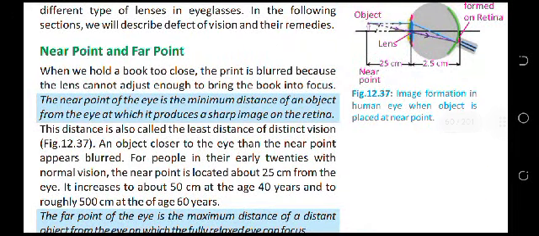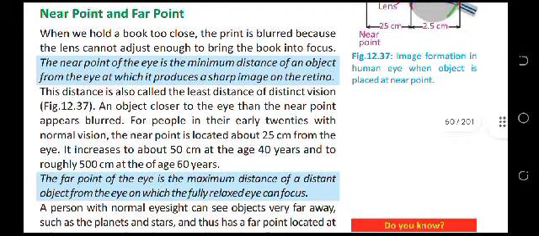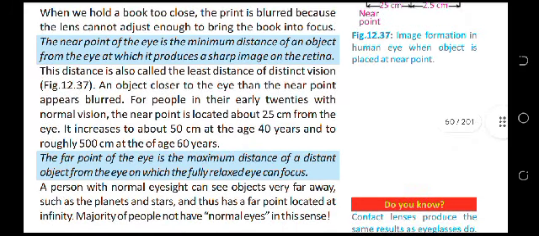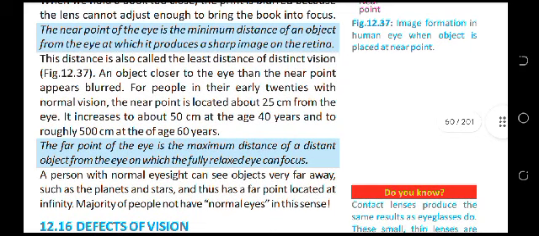When we hold a book too close, the print is blurred because the lens cannot adjust enough to bring the book into focus. The near point of the eye is the minimum distance of an object from the eye at which it produces a sharp image on the retina. This distance is also called the least distance of distinct vision.